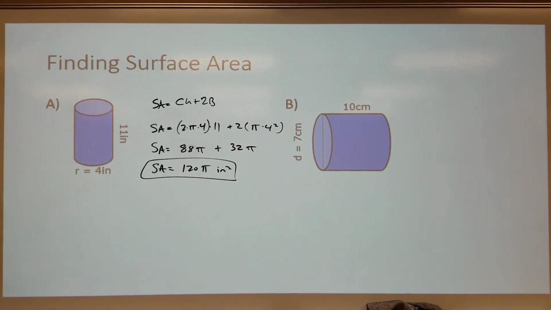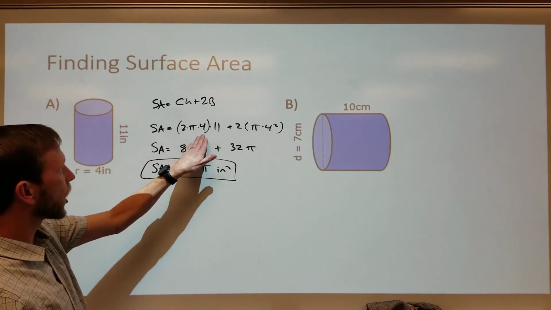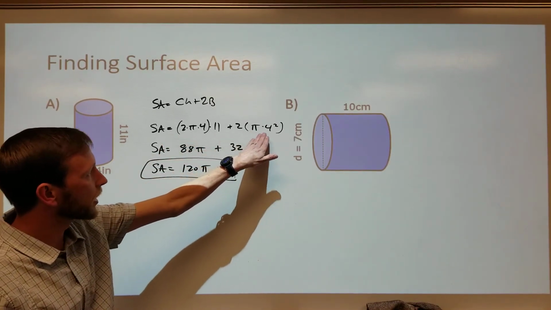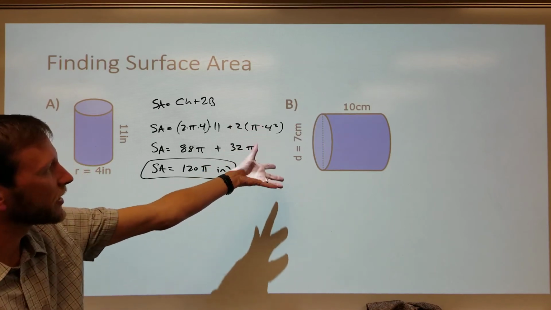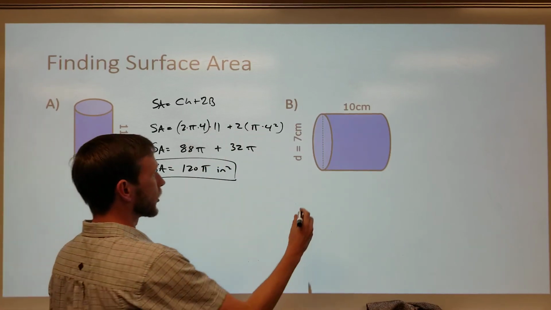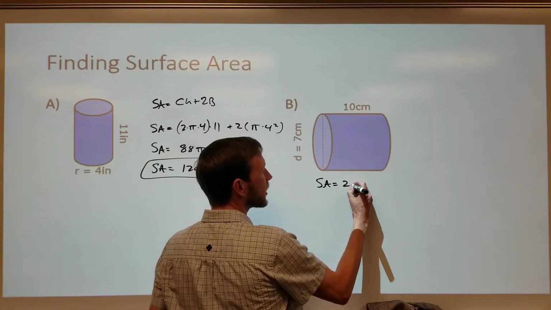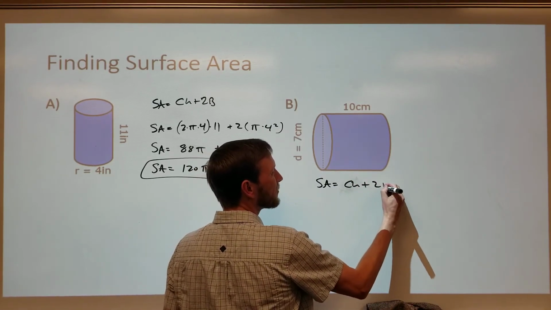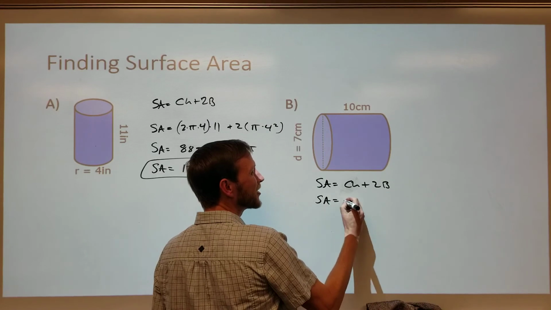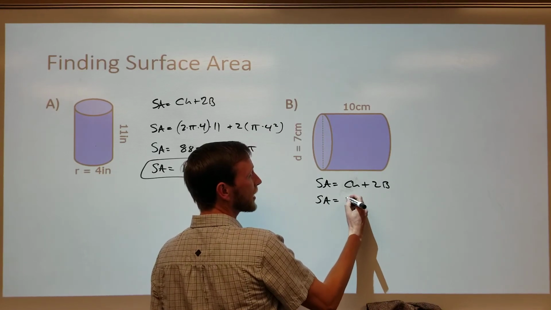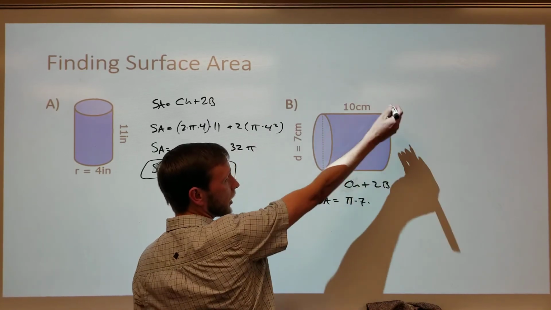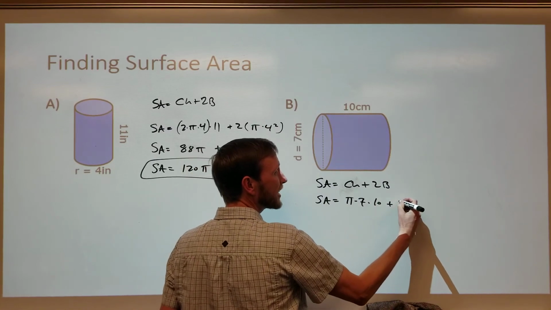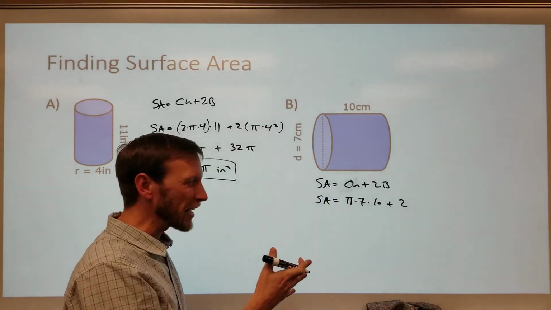All right? So sometimes things work out very nicely, where we have the circumference 2 pi r times the height plus 2 times pi r squared. Other times we're given the diameter, and then things get a little bit messy. All right? The surface area is found by taking the circumference times the height plus the area of the two bases. And so in this case, circumference is just pi times the diameter. All right, the height here is 10, but the area is going to get a little messy here.